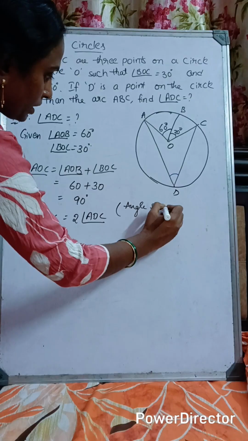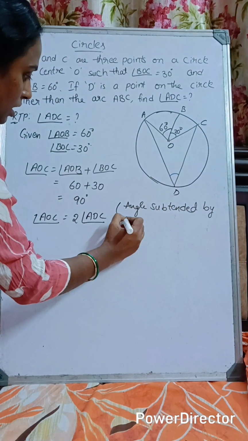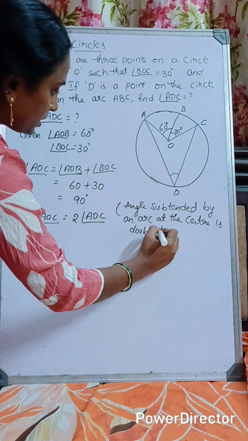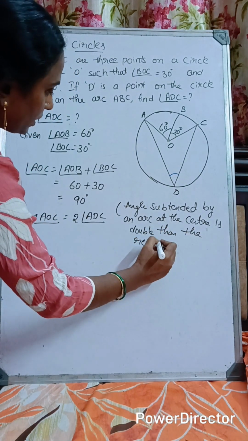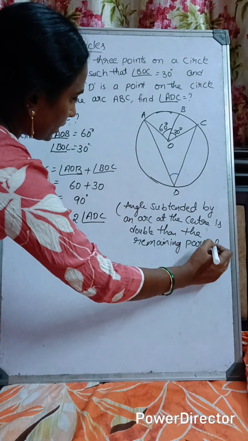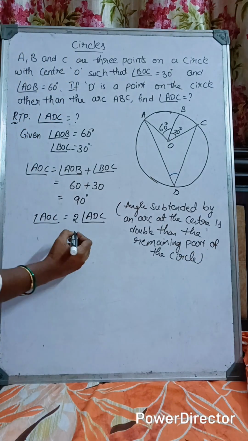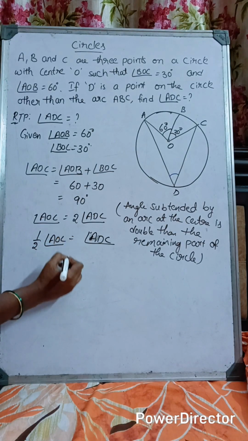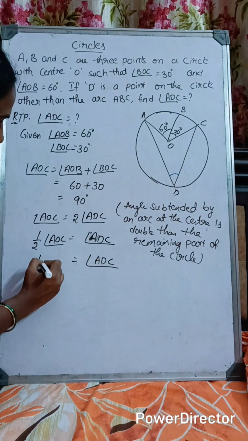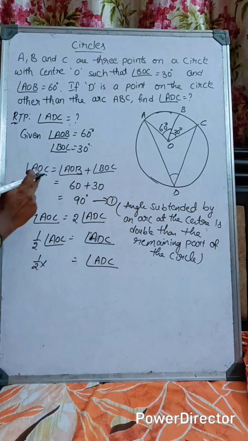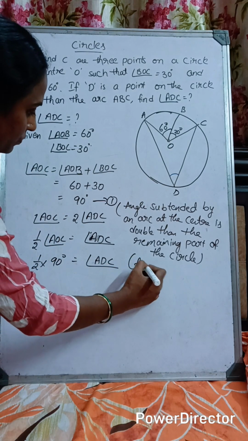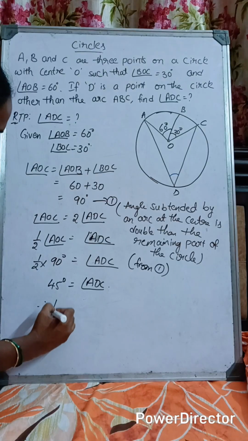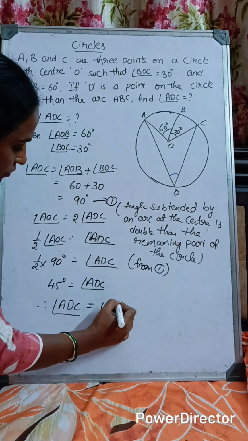The angle subtended by an arc at the center is double that at the remaining part of the circle. So I need ADC, right? ADC is equal to half of angle AOC. We got AOC as 90 degrees, so half of 90, from equation number 1. Half of 90 is 45 degrees. So ADC is 45 degrees. Therefore, what was required to prove: angle ADC is 45 degrees.